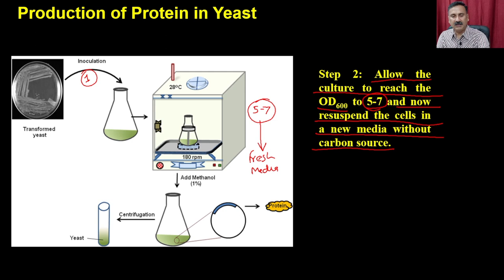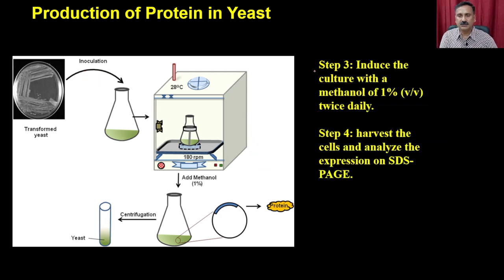Then in step three, you are going to induce the culture with 1% methanol twice daily. You have to be very careful at this stage because methanol is very toxic. So you might have to do a calibration curve before you induce the cells with 1% methanol. You can induce the cells with 1% methanol, volume by volume, twice daily.